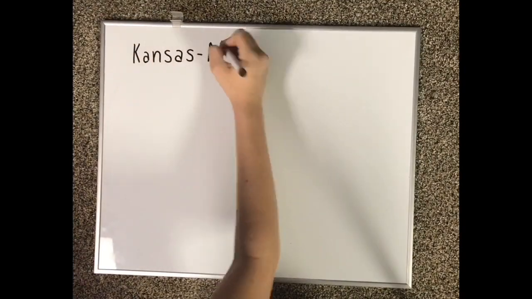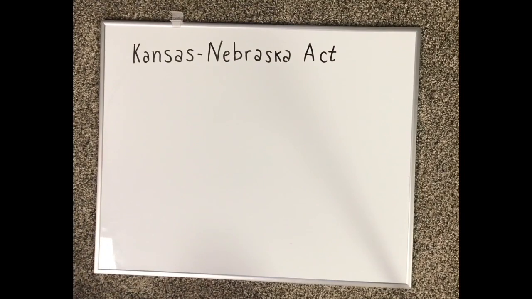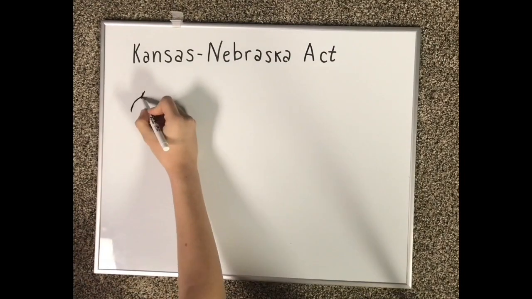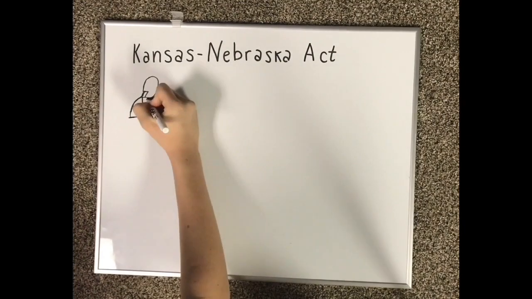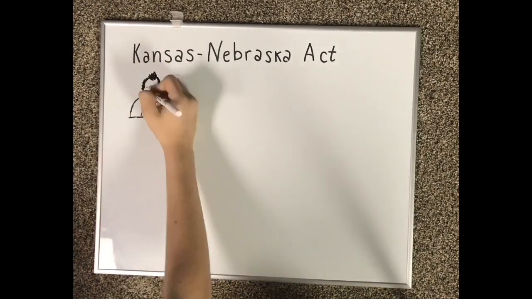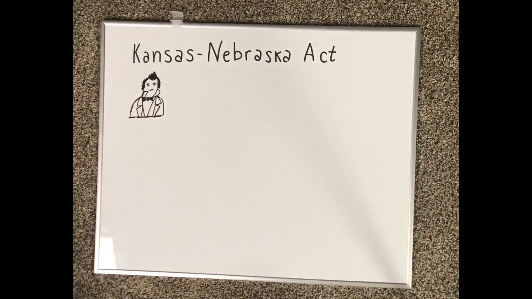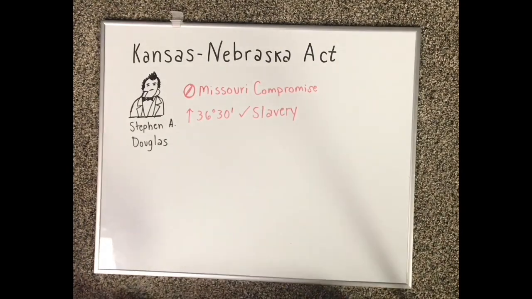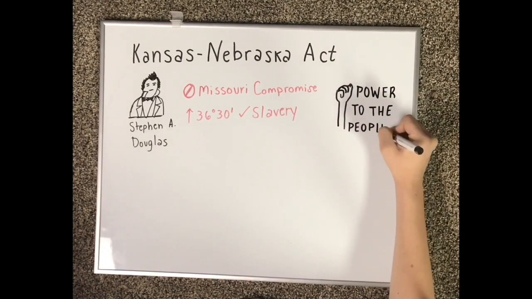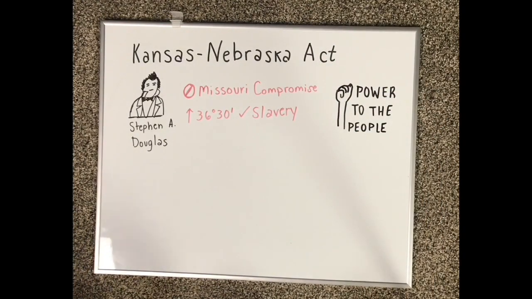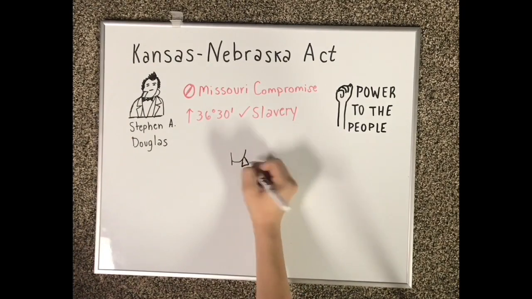One of the most heated political compromises was known as the Kansas-Nebraska Act. Proposed by Senator Stephen Douglas, this bill would essentially repeal the Missouri Compromise by allowing the people living in the Kansas Territory and the Nebraska Territory, both of which were above the 36°30′ latitude, to decide whether slavery would be permitted in those territories.